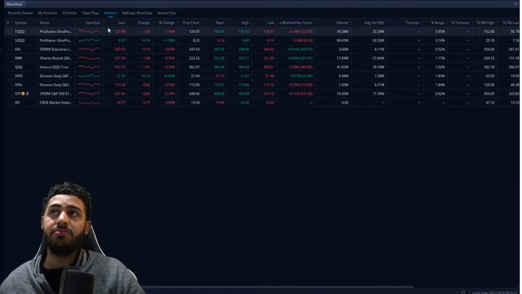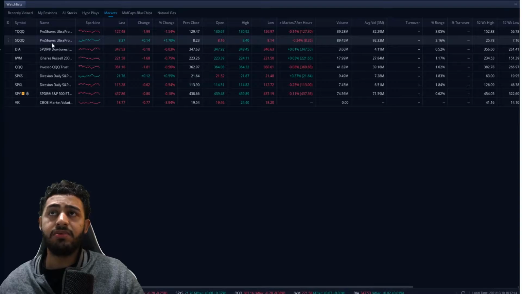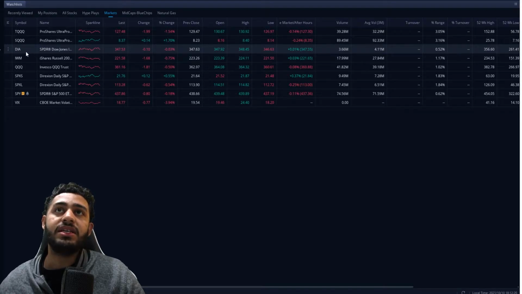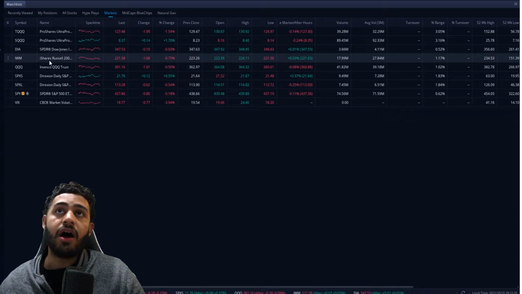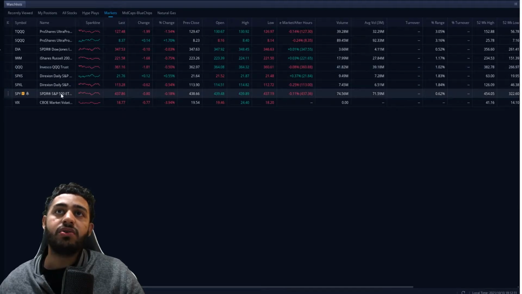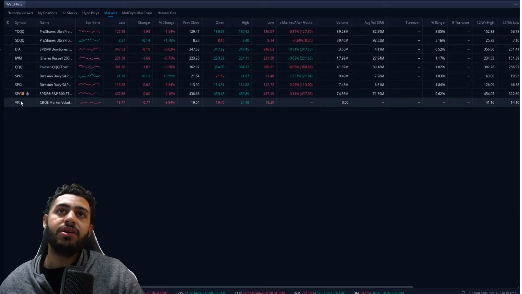This tab pretty much shows you some of the broad index ETF tickers out there, right? So we have the DIA, which is the Dow Jones. We have the IWM, which is iShares Russell 2000. We have QQQ, which is the ETF for the NASDAQ. And then we also have SPY, which is the ETF for the S&P 500 index, right? And then we also have VIX right here.